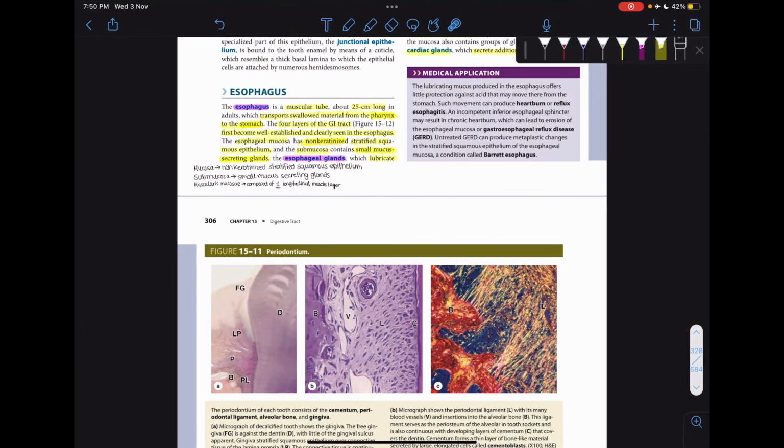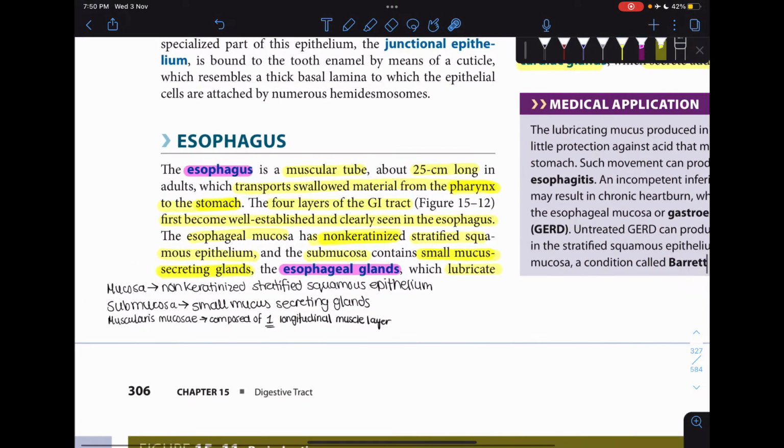المهم هلا رح نبلش بمحاضرة اليوم. So أول شي رح نحكي عن الإسوفاجس. The esophagus is a muscular tube about 25 centimeters long in adults. So when it's fully developed بتكون about 25 centimeters long. And the main function of the esophagus is to transport swallowed materials from the pharynx to the stomach.